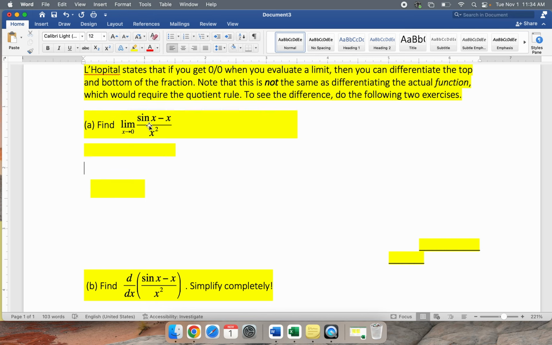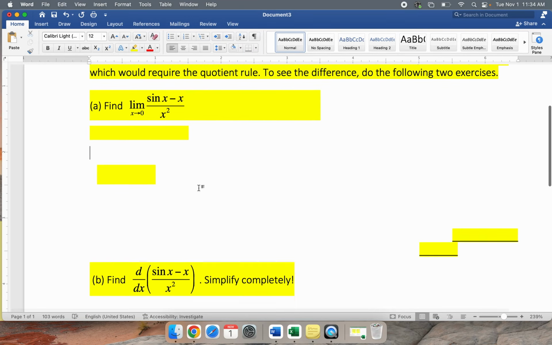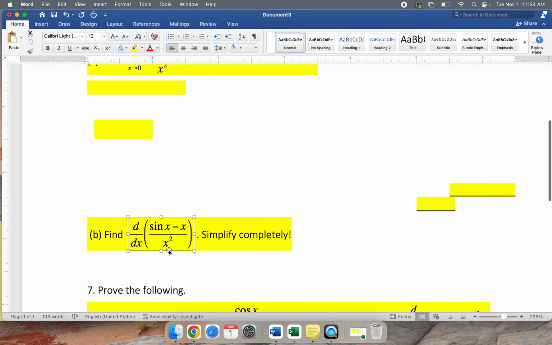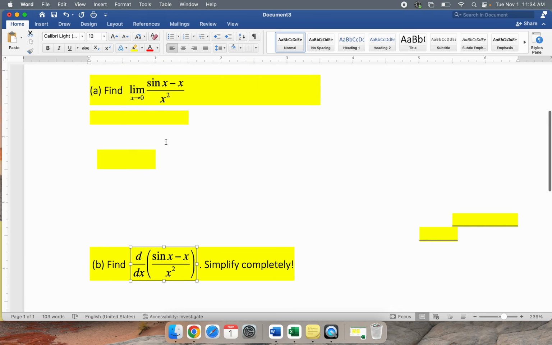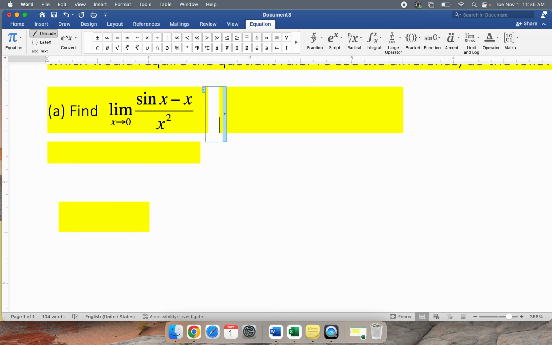So you should only be using L'Hopital's rule if you see a limit, like you do here in part A of number 6. The quotient rule is used to actually find the derivative of a function. So let's see what the difference between those two things is. The limit here, we need to use L'Hopital's rule. First, we should make sure that you can use it. L'Hopital's rule says that if you get 0 over 0 in the fraction when you plug in, and you do here, then you can take the derivative of the top and bottom and try again. So that is what I'm going to do.